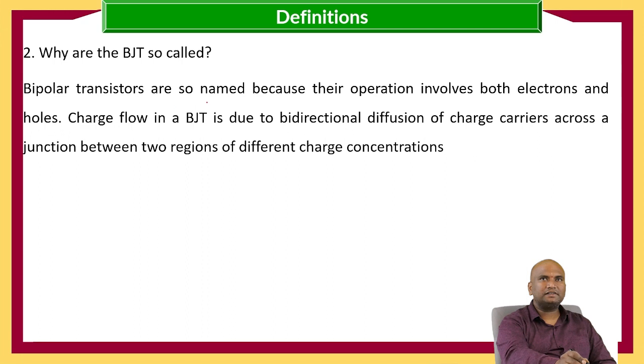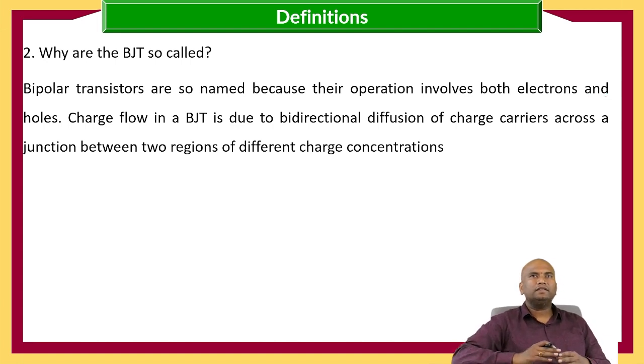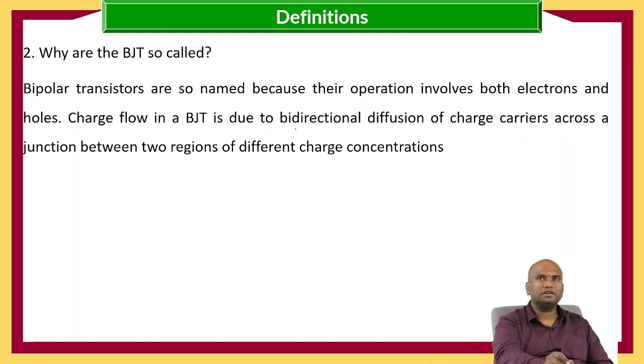The bipolar transistors are so named because their operation involves both electrons and holes. Here these bipolar transistors work on both electrons as well as holes. So the charge flow in a BJT is due to the bidirectional diffusion of charge carriers across a junction between two regions of different charge concentrations.